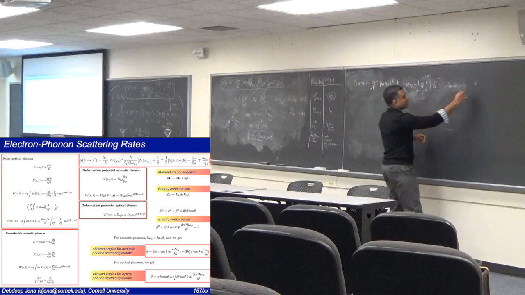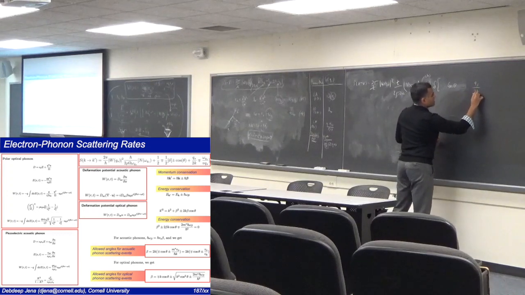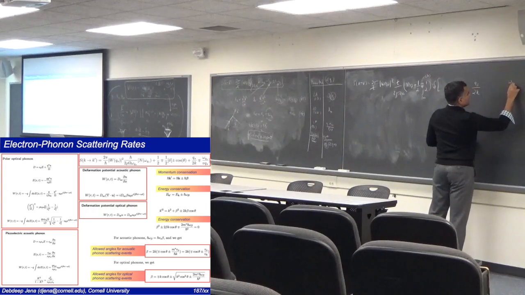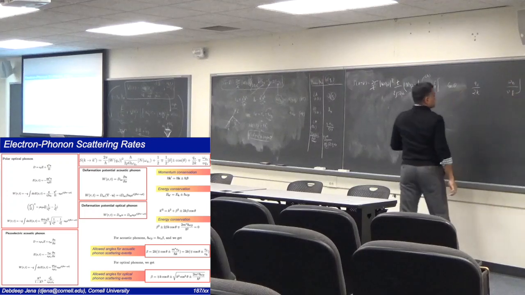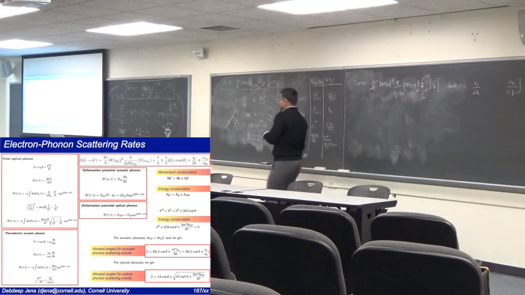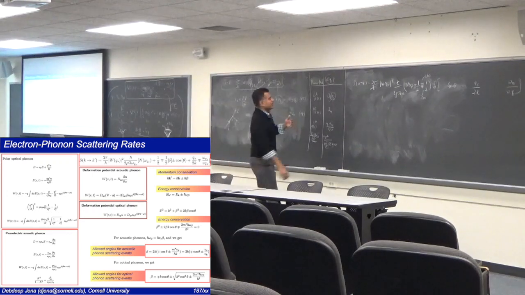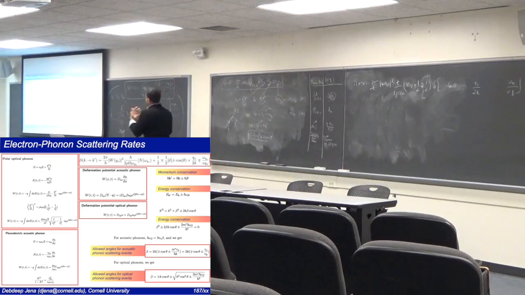The phonon wave vector over 2 times the electron wave vector. And then you have a phonon frequency over velocity of electrons times the phonon sound wave vector. So velocity times wave vector is a frequency. Okay? So you have this whole thing, and there are some signs which depend upon emission or absorption.